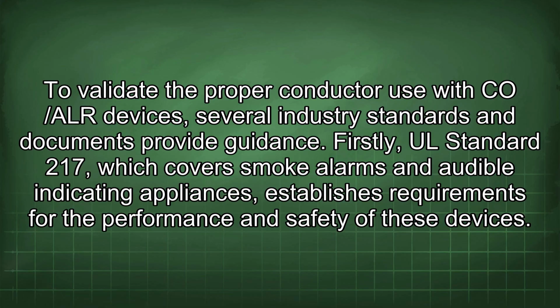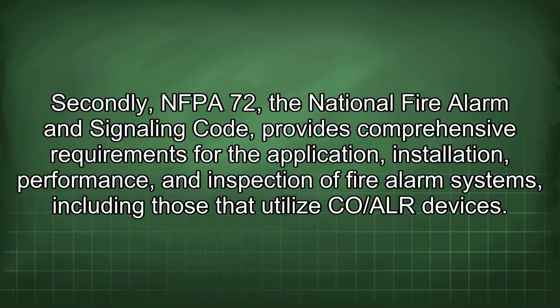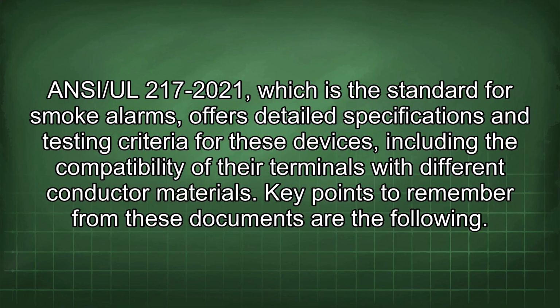Firstly, UL Standard 217, which covers smoke alarms and audible indicating appliances, establishes requirements for the performance and safety of these devices. Secondly, NFPA 72, the National Fire Alarm and Signaling Code, provides comprehensive requirements for the application, installation, performance, and inspection of fire alarm systems, including those that utilize CO/ALR devices. ANSI/UL 217-2021, which is the standard for smoke alarms, offers detailed specifications and testing criteria for these devices, including the compatibility of their terminals with different conductor materials.